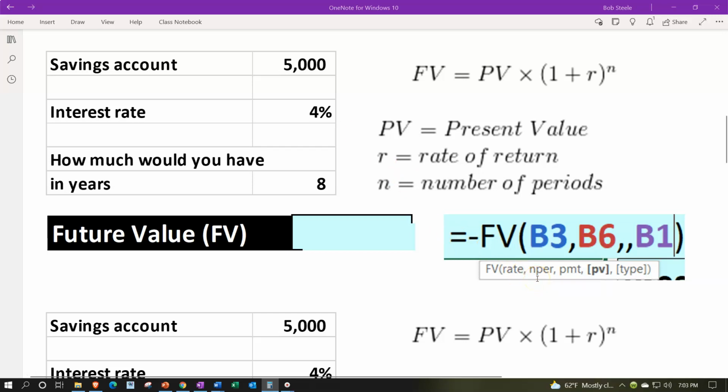We have the number of periods. The number of periods is going to be 8, which again, we could type in there, but we're going to be picking that up from the data set. We have the 8 over here.